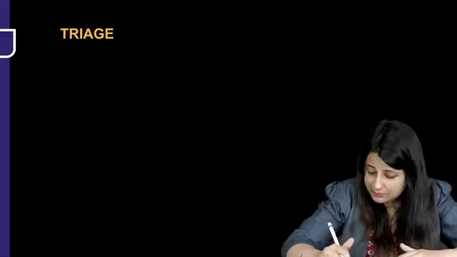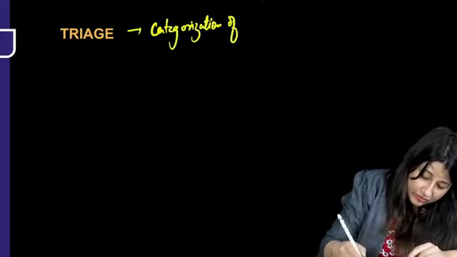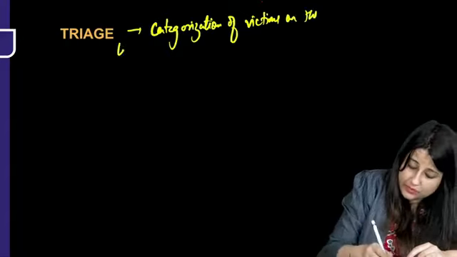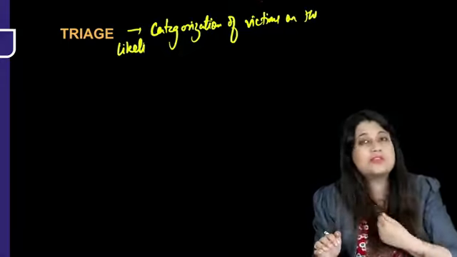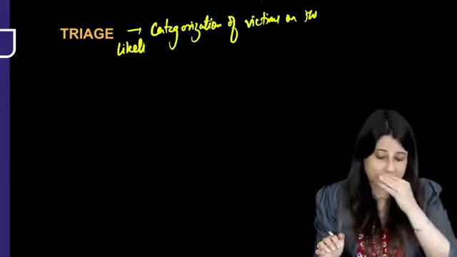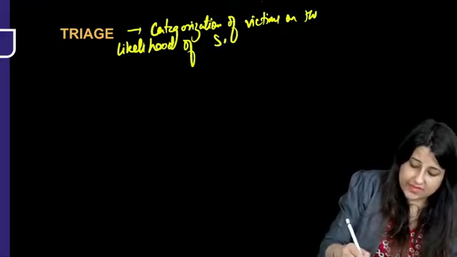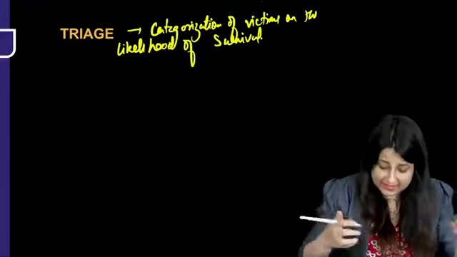Next, let's go to again an important topic, which is triage, guys. Triage is nothing but categorization of the victims. Categorization of victims on what? On the likelihood of survival. More important, obviously, our textbook also mentions the severity of injury. But if you have to select one out of severity of injury and likelihood of survival, this is done on the likelihood of survival.